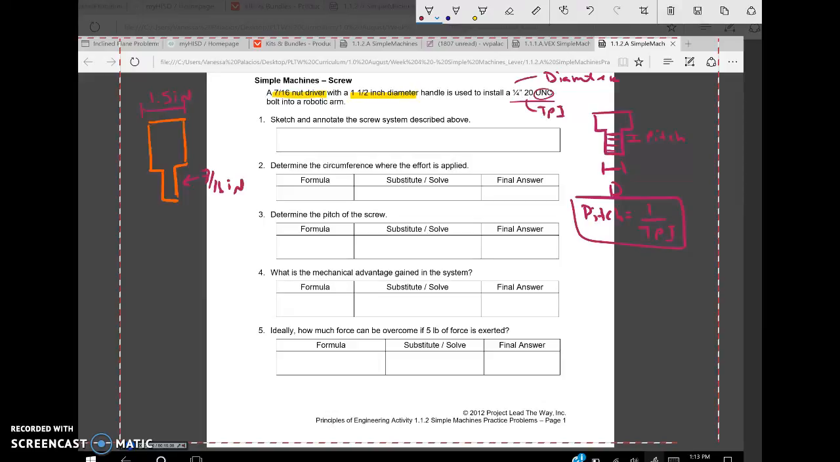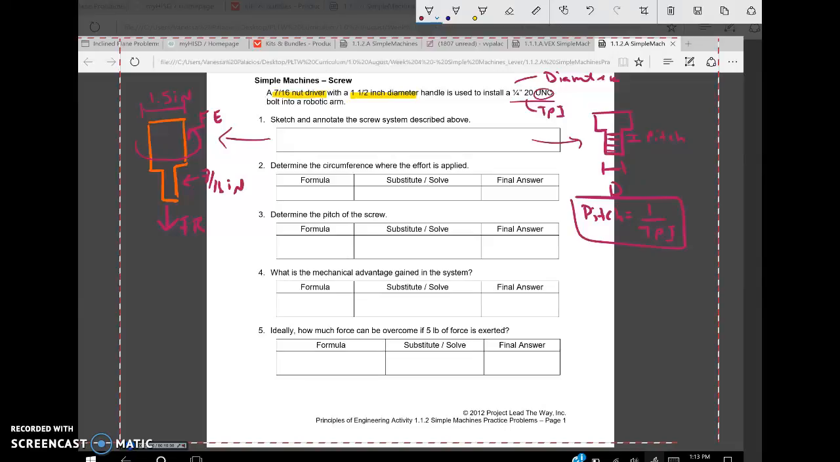Okay, so we've done our sketches. So here's a sketch of the nut driver, and here's a sketch of the bolt. The first thing it wants us to do is determine the circumference where the effort force is going to be applied. So the effort force is actually going to be applied in a clockwise direction when we're turning the handle of the nut driver itself. So that's going to be what we call our FE. The resistance force is going to be perpendicular to that, actually facing downward.